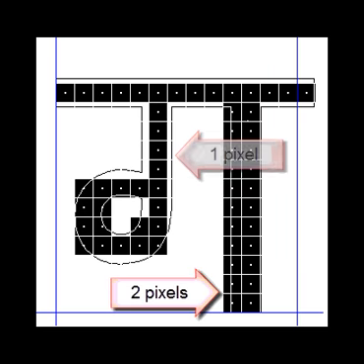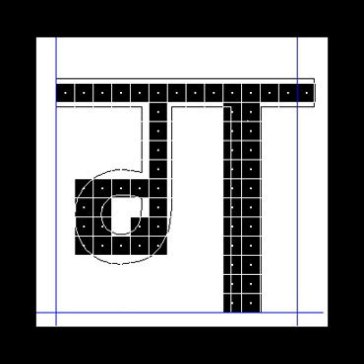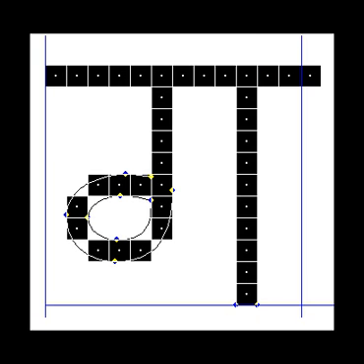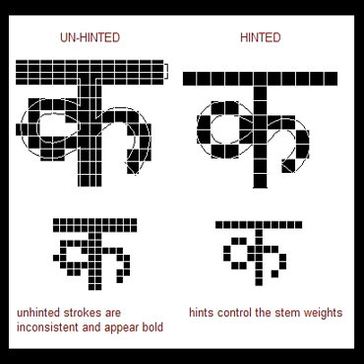On this unhinted G, the right stem is 2 pixels wide while the left stem is only 1. Hints applied to the G are used to keep the stem weights consistent. Hints are also used to align the top height and the baseline. Unhinted strokes can sometimes appear too bold, especially at small sizes. Hints can control when the stems will go to 2 pixels.